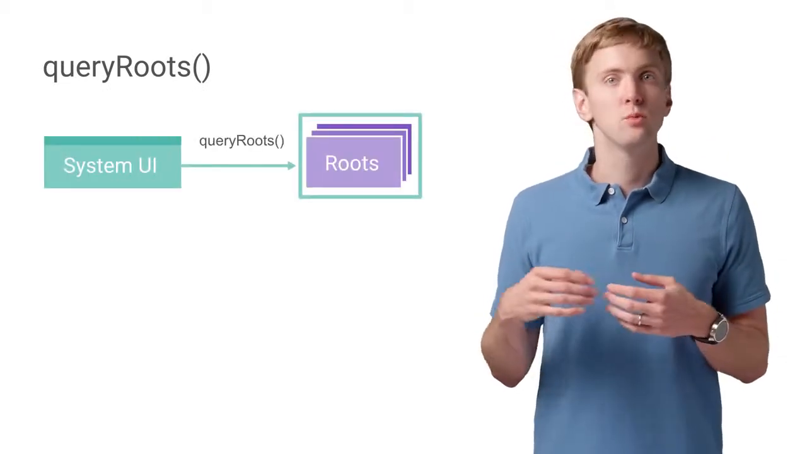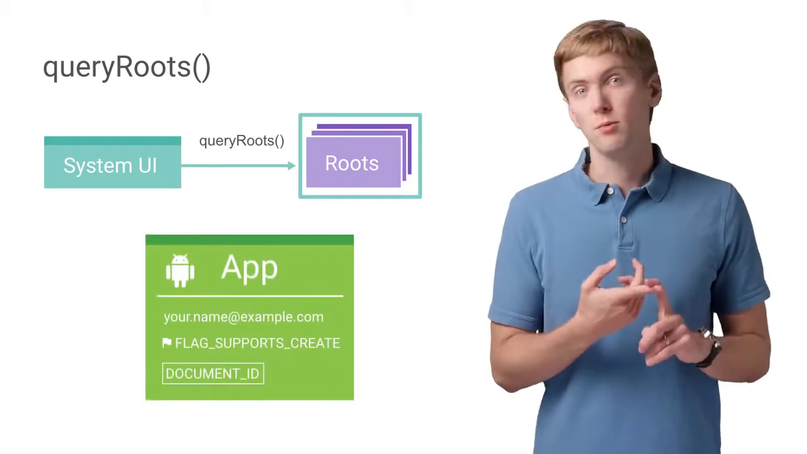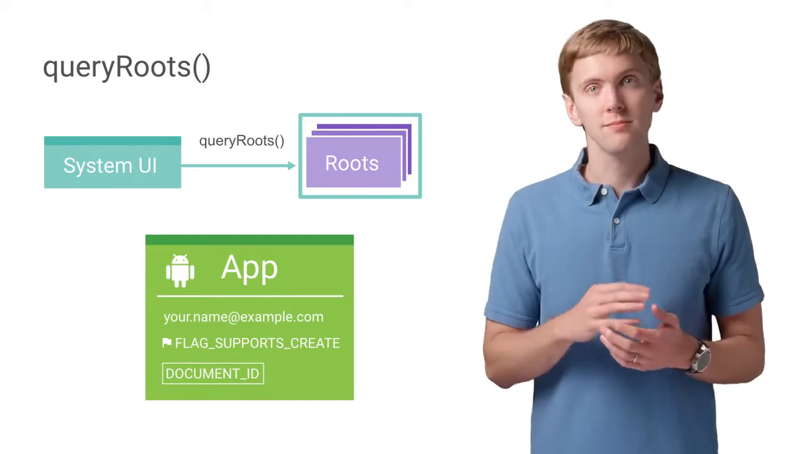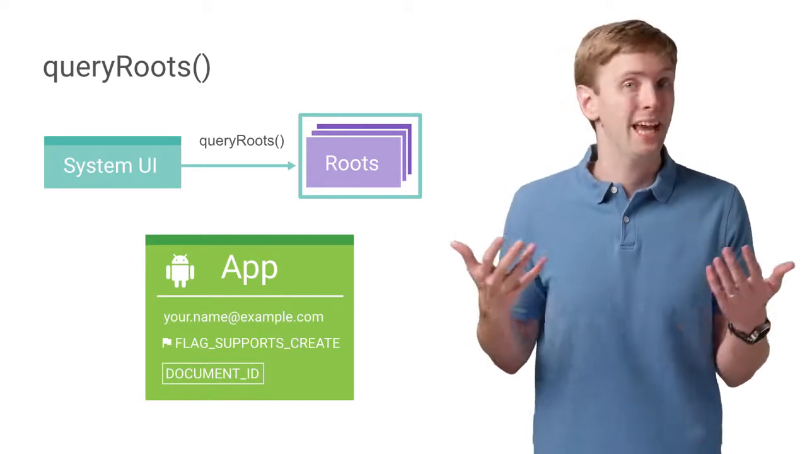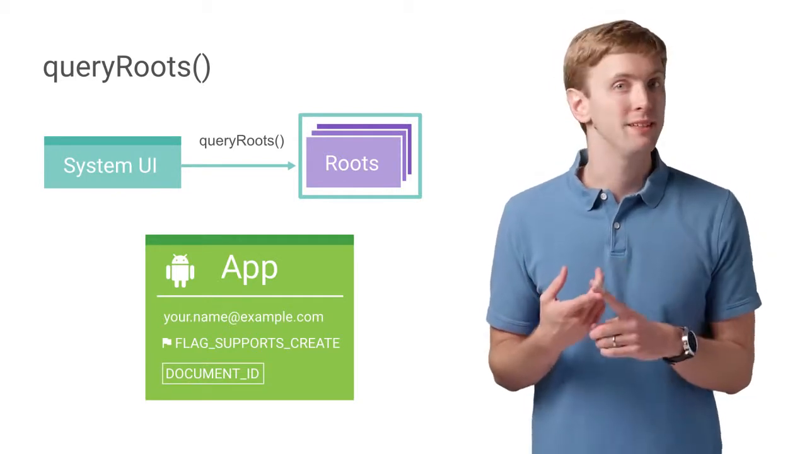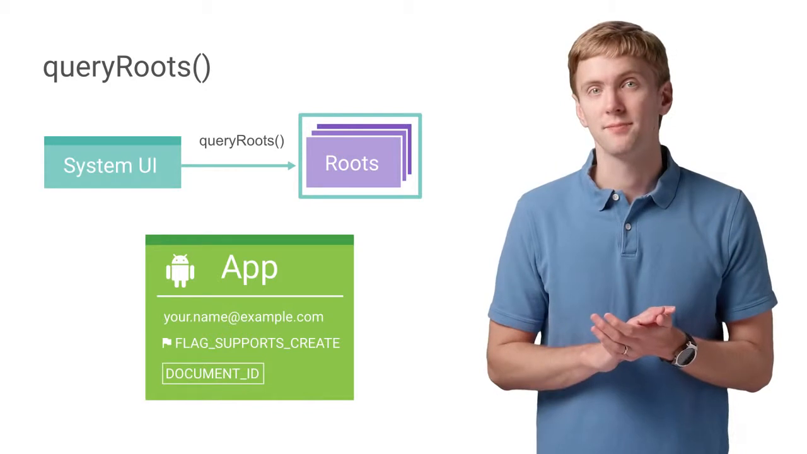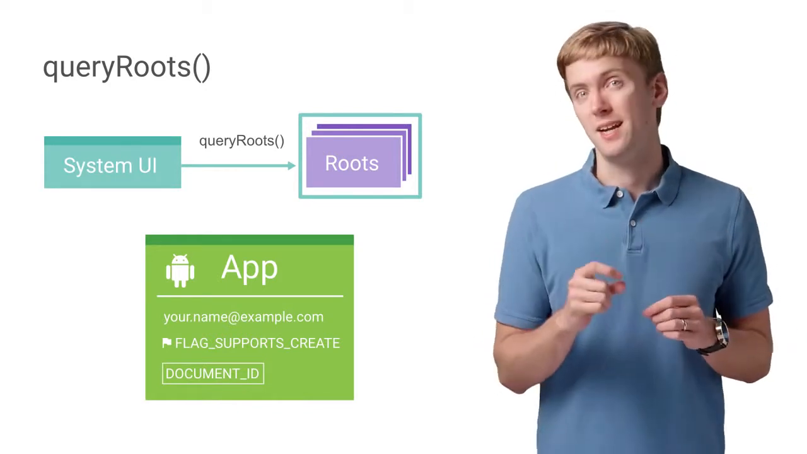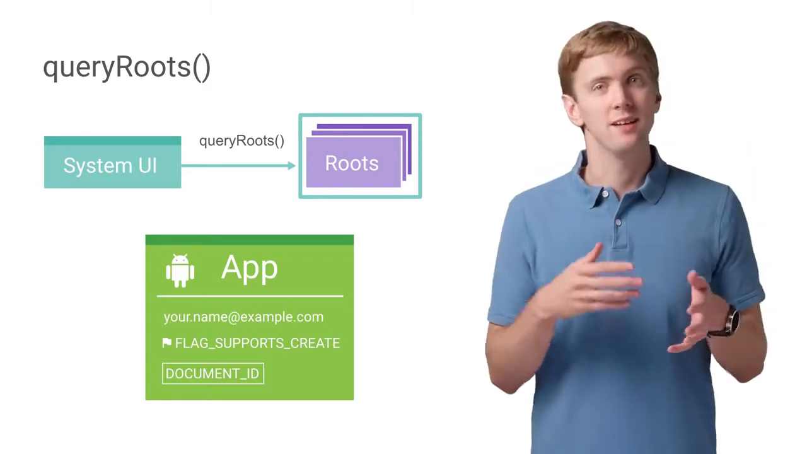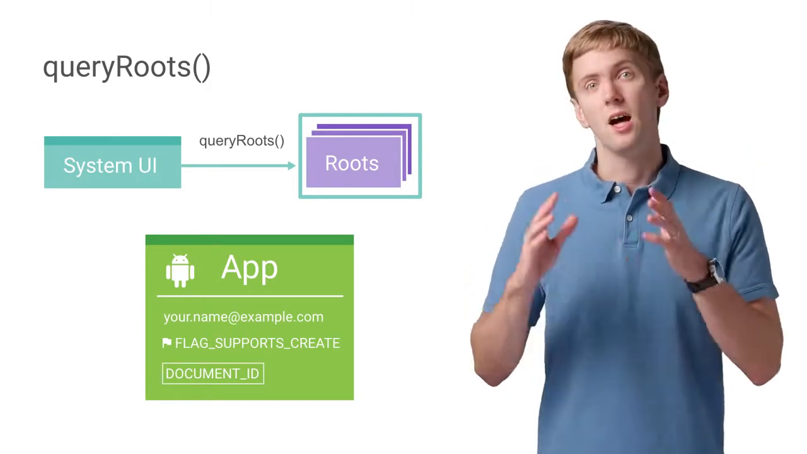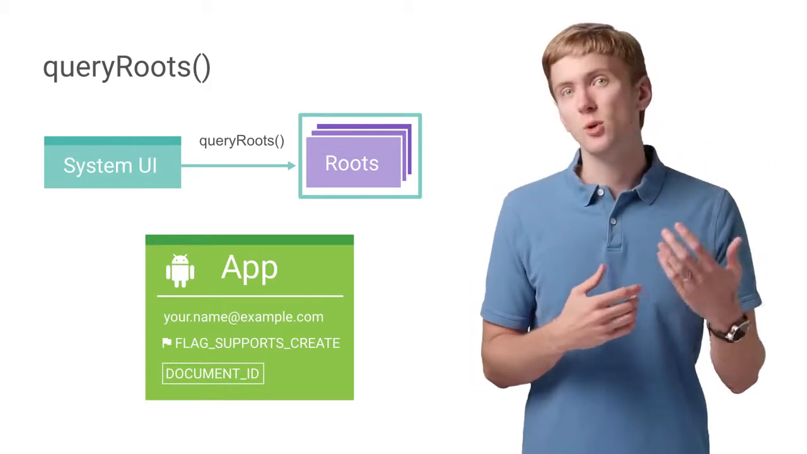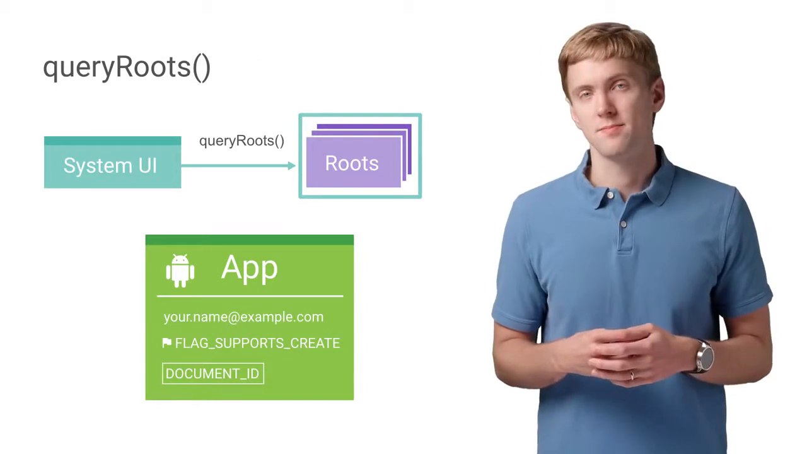So query routes is where you'd return metadata, like a unique route ID, the title and icon for your route for display to the user, an optional summary for maybe an account name, as well as flags for enabling optional functionalities such as returning recent items, searching, or creating new files. It also includes a document ID for the topmost directory. Turns out when we say document, it can mean 2 different things: a traditional file, something the user can open, and a directory, a folder which can contain other documents.